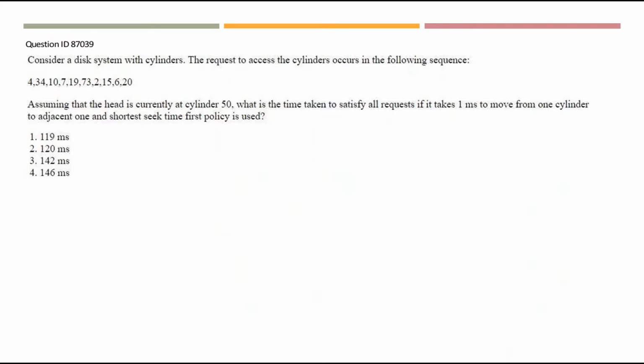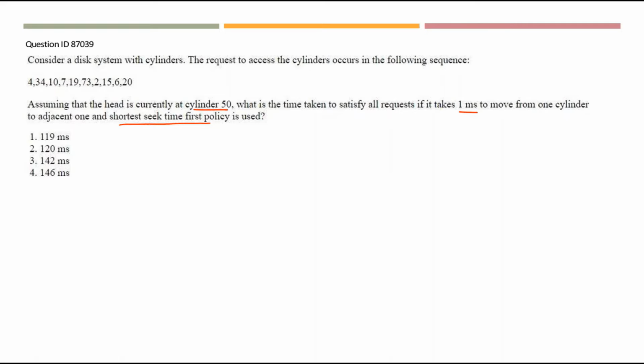Next question. Consider a disk system with cylinders. The request to access the cylinders occurs in the following sequence. Assuming that the head is currently at cylinder 50, what is the time taken to satisfy all requests if it takes 1 millisecond to move from one cylinder to adjacent one and shortest seek time first policy is used. So from the disk I have to take the shortest seek time.